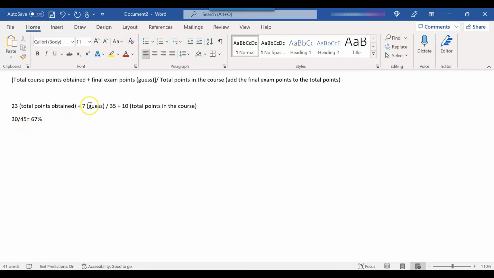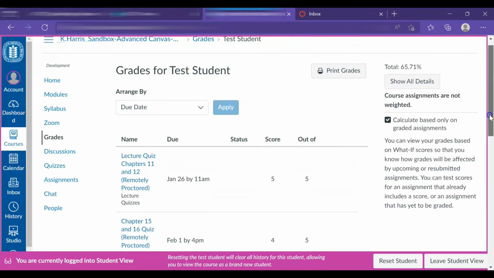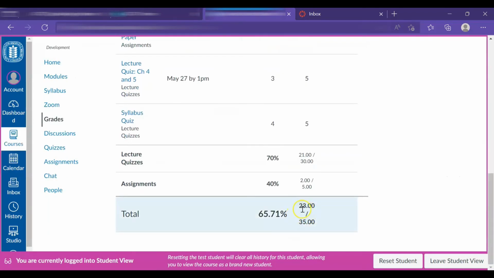If the person obtained a higher grade on the final exam, the percentage would be higher. All of that information is here. So you can see 23, those are the total points. 35, those are the total points in the course. So 23, the total points that the student actually obtained, divided by the total points in the course. So these are going to be different when you determine your percentage when you obtain a particular grade on the final exam.